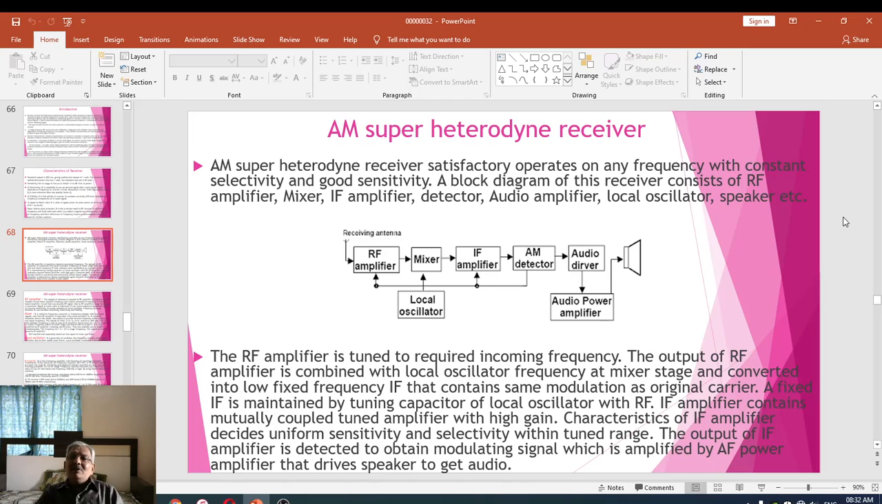Friends, in today's lecture, we are going to cover a type of super heterodyne receiver known as AM super heterodyne receiver. As the name says, AM means amplitude modulated. This is the receiver which is used to demodulate the amplitude modulated signal, and that uses the principle of super heterodyne, and that recovers the original information from the amplitude modulated wave and provides it to the destination. Such a receiver we call AM super heterodyne receiver.